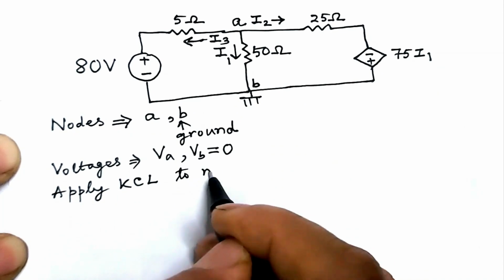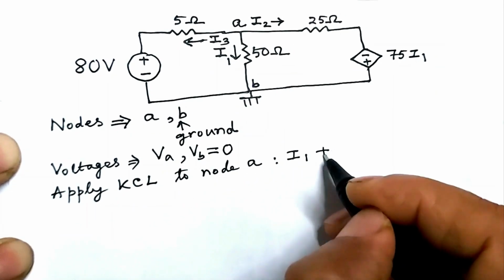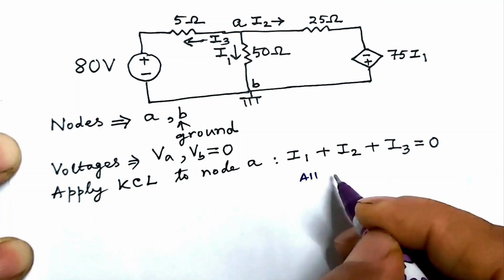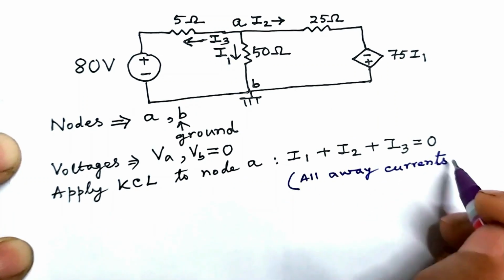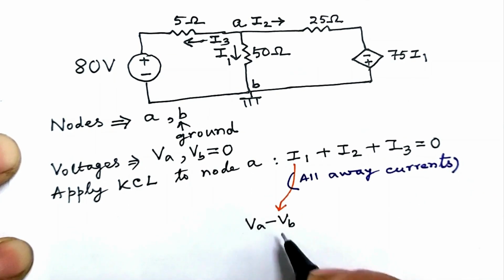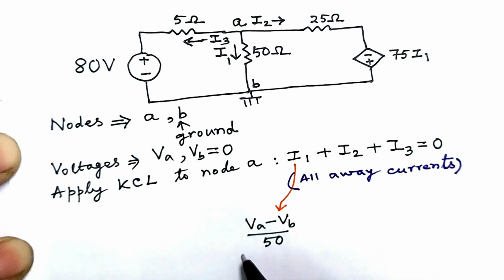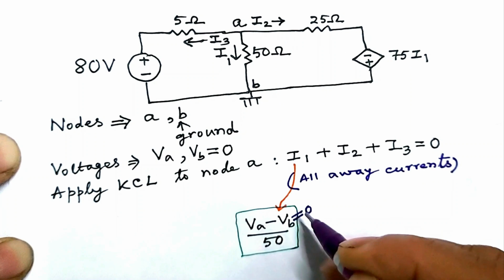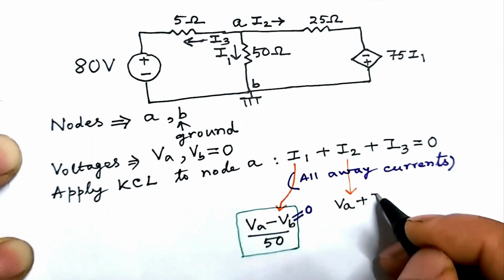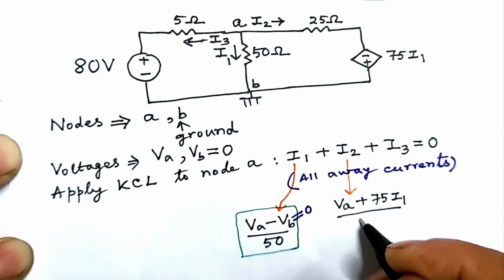Apply KCL to node A. It gives I1 plus I2 plus I3 equal to 0. Note that all these currents I1, I2, I3 are away currents. They flow away from the node. Now I1 is VA minus VB divided by 50 ohm. As current flows away from the node A, we place VA first and then VB, and VB is 0. I2 that flows away from node A is VA plus 75 I1 divided by 25 ohm.